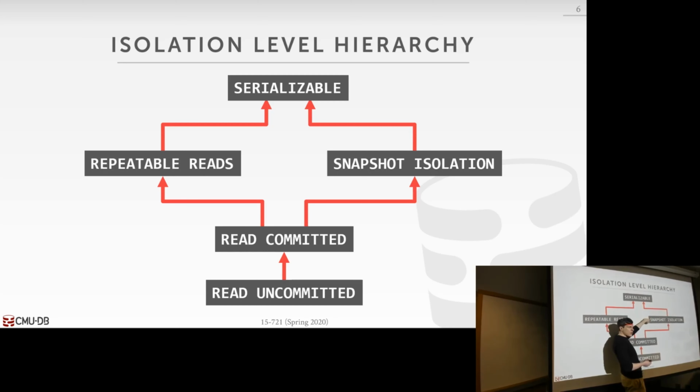You can't have a dirty read in snapshot isolation because you only see the versions of tuples that were created by transactions that committed before you start. So you can't have a dirty read.